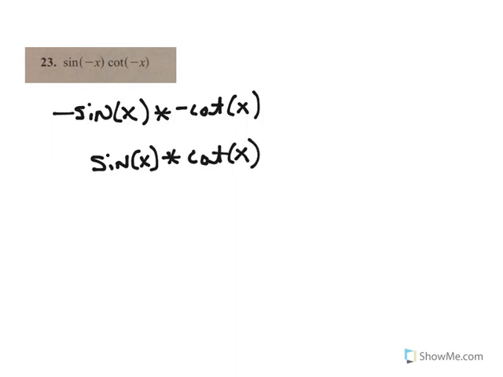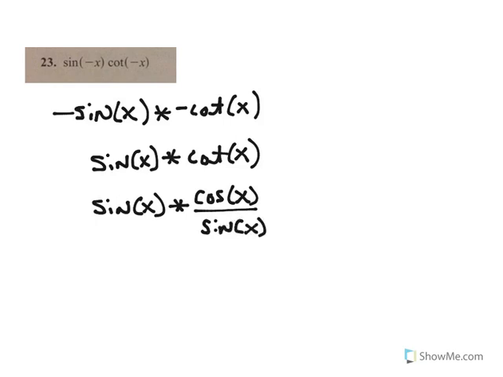And now we can use some of our other known identities. We know that cotangent is cosine over sine. And now we have a situation where we have a factor of sine up top and a common factor of sine down bottom. So common factors cancel. Sine divided by sine is just 1. So we are just left with cosine. And that's going to be your simplified form.